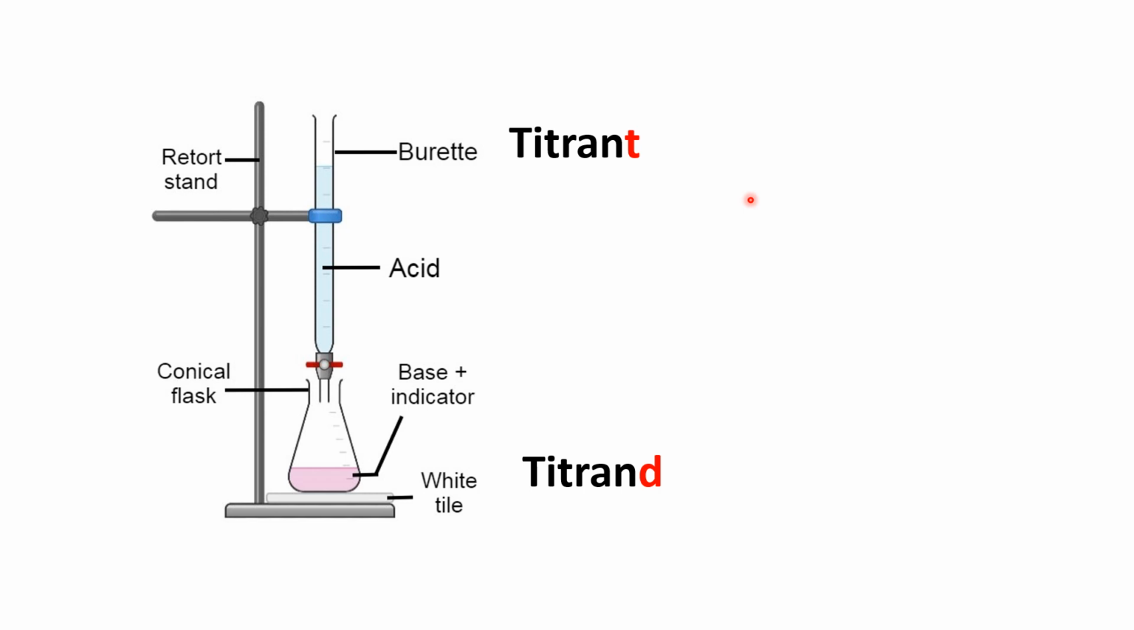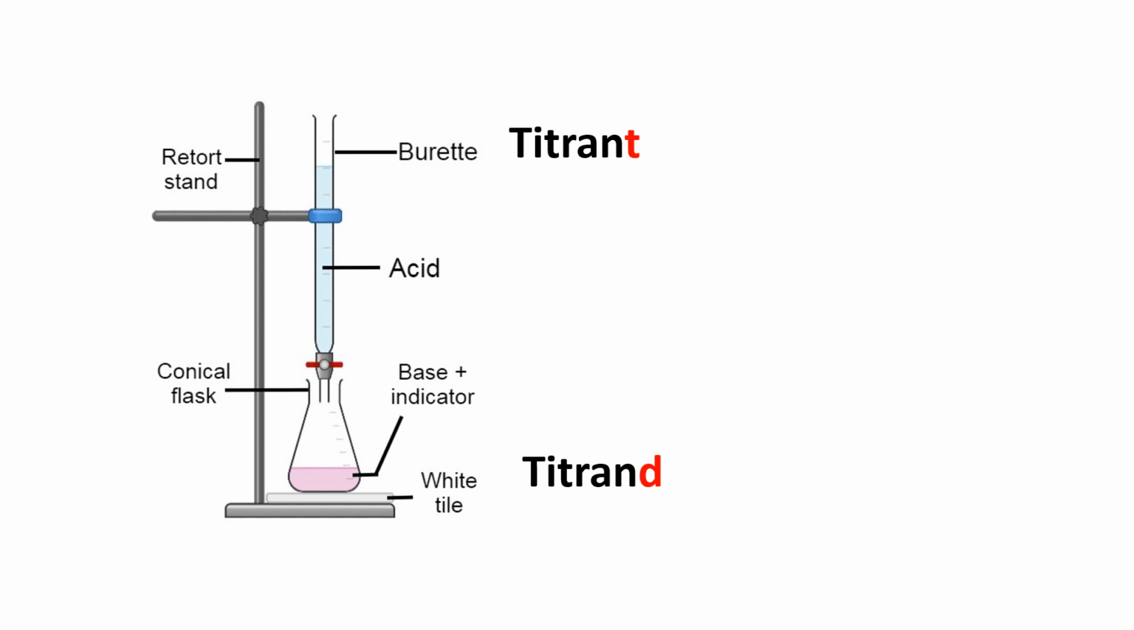Another thing to remember is you can be asked which solution is taken in the burette, known concentration or unknown concentration. So you should know titrant is known or unknown. The answer to this is that titrant is always a known solution or a primary standard. Titrand is an unknown solution, or the solution whose concentration you want to find. So I hope you have understood the difference between titrant and titrand.